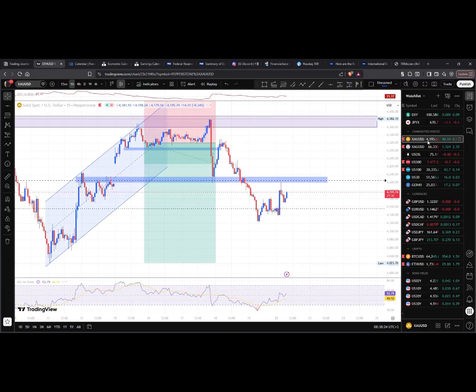I don't have an entry on gold. Again, I'm waiting to see if it taps into this level. If it does, then I could be looking for an entry based on the candles that it forms.